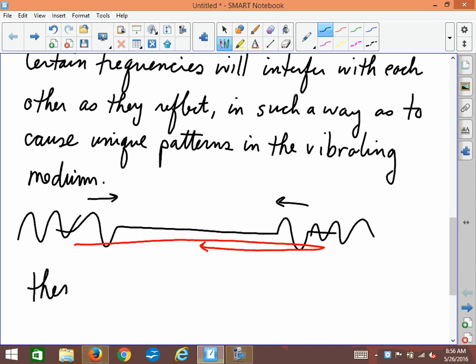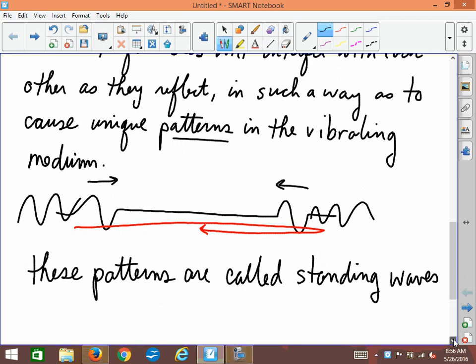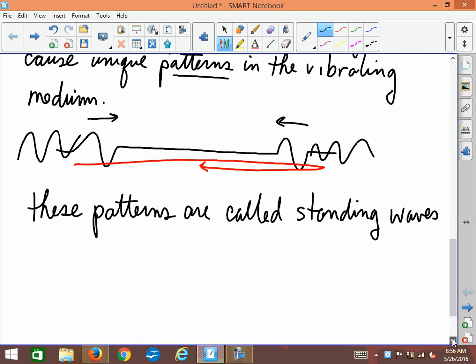these patterns that we're referring to up here are called standing waves because they appear to stand still. And that's important to remember, they appear to stand still. And we'll do a little demo in class to visualize this. Maybe I can try to make a video of that demo and post it up here with this video in conjunction with it, so you can see that.